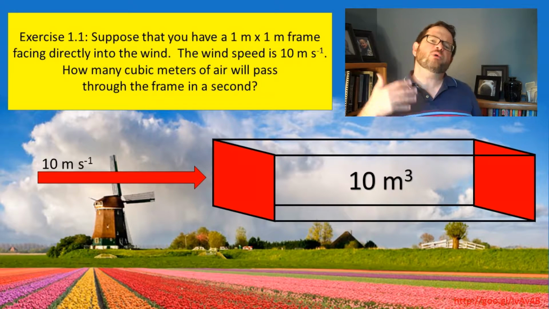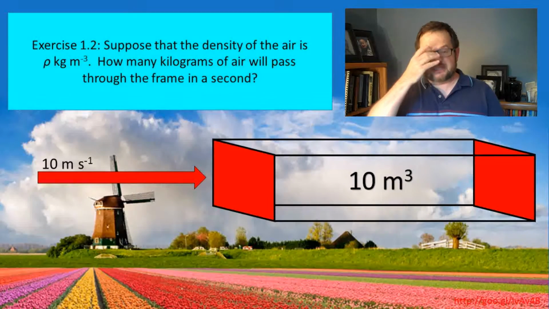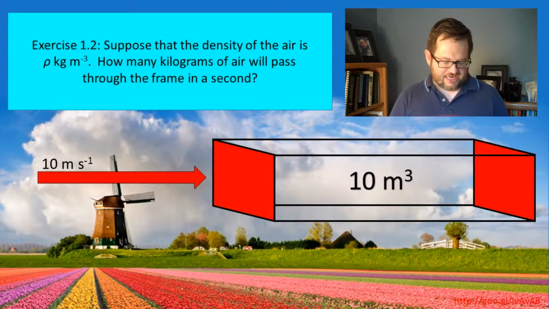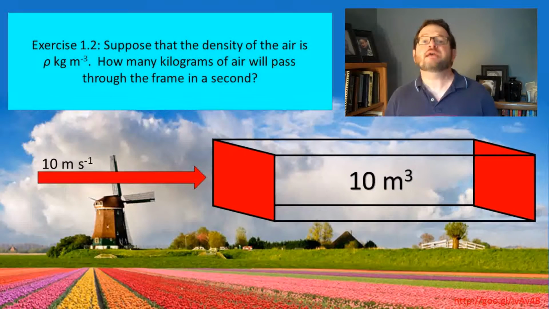On the other hand, we're going to build on that here. It says, exercise 1.2, suppose that the density of the air was rho kilograms per cubic meter. Real quick here, that little Greek letter you're seeing is a lowercase rho. It kind of looks like a P, maybe even like an italic P or something like that. But no, it's a rho.